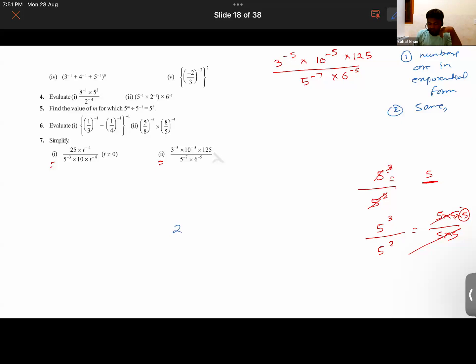Like if you have a number like 2 raised to the power 5 multiplied by 2 raised to the power -5, obviously the result is going to be 0. Why? Because 2 raised to the power 5 plus -5, so it's 2 raised to the power 0 and it gives you 1. We can just cut them like this. Getting it?